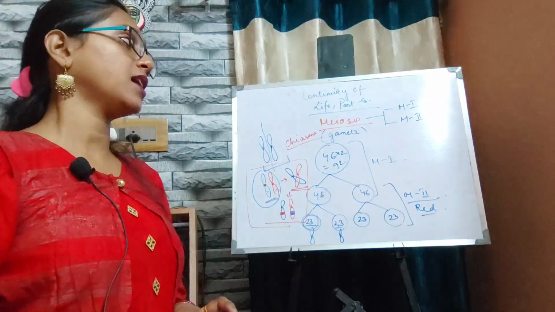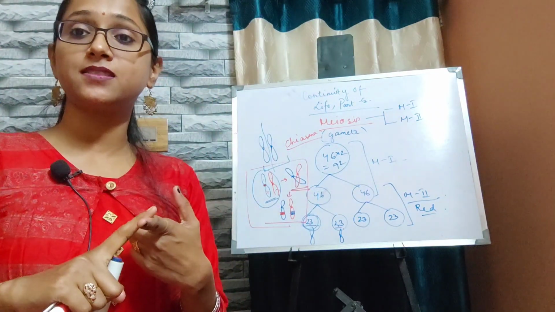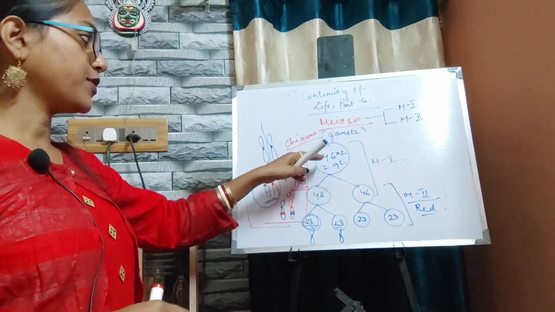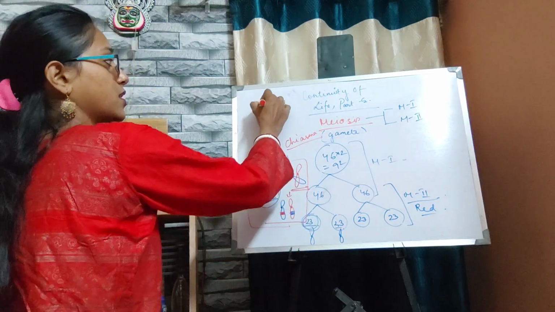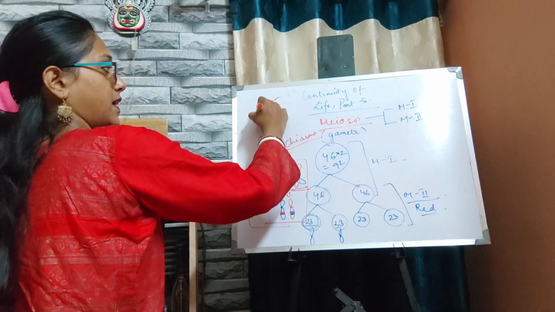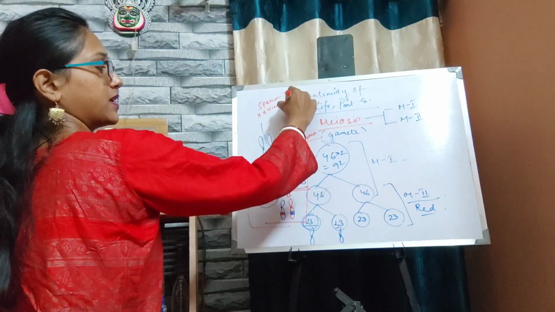Next is, what are the significances of the meiosis? First significance, it maintains the chromosome number. See, from 46 we are getting 23 chromosomes, that is 23 from the sperm and 23 from the ovum. So 23 plus 23 will give us 46.